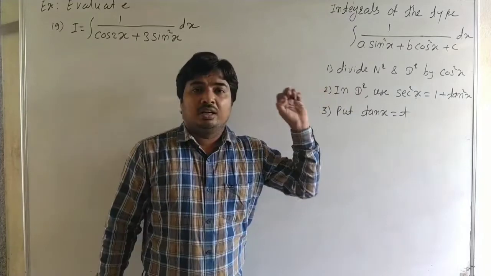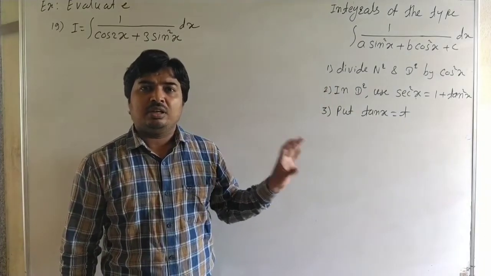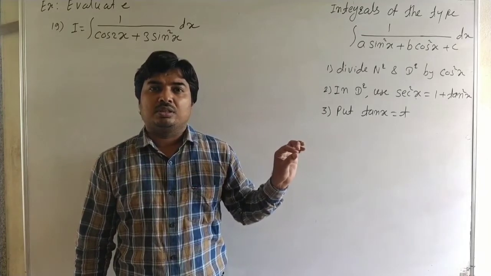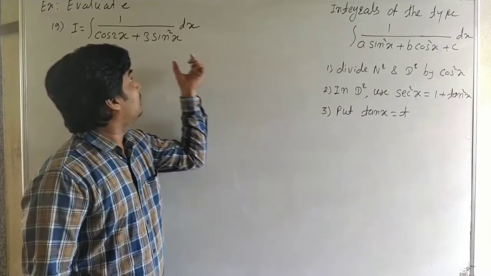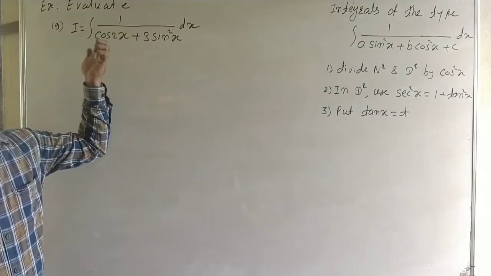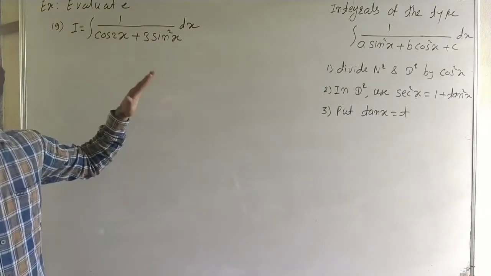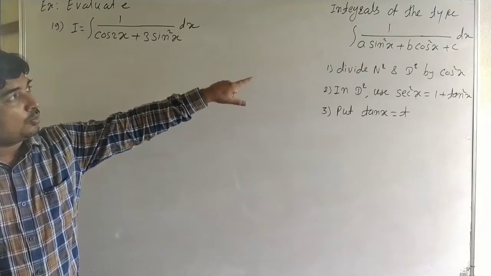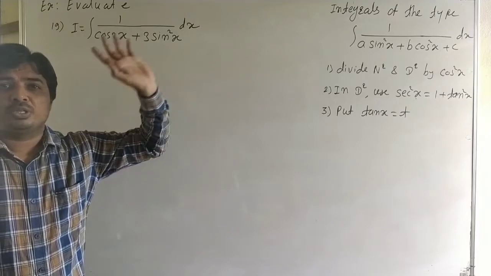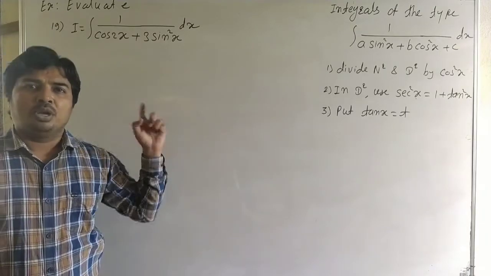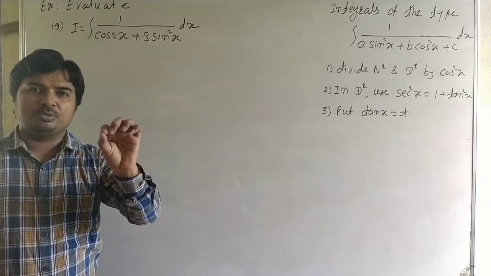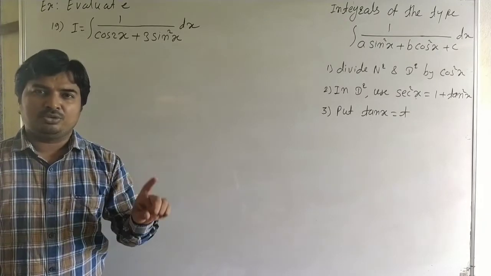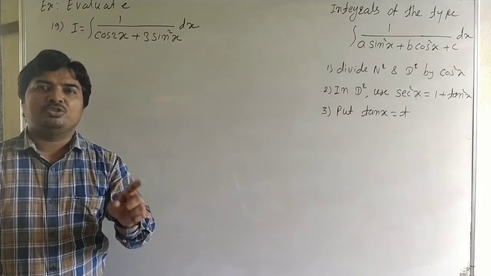Here in the examples of integration, see carefully. First we see whether the problem is in a type. In the last lecture we saw the type 1 upon a quadratic function. In this lecture we see 1 upon a sin square x plus b cos square x plus c. In the previous lecture we saw the type 1 upon a sin x plus b cos x upon c sin x plus d cos x, and another type a into e raised to x plus b upon c into e raised to x plus d.